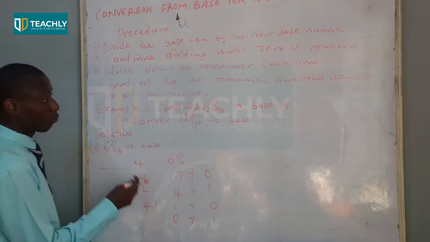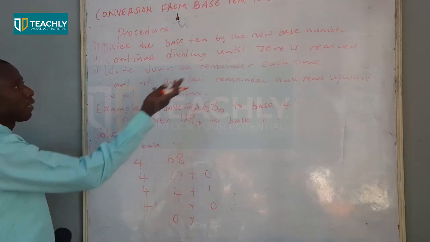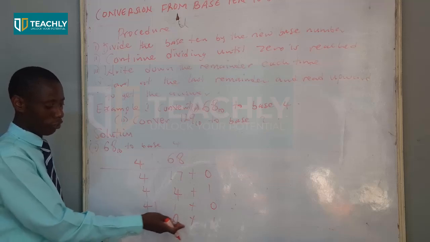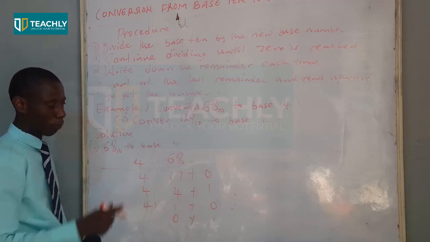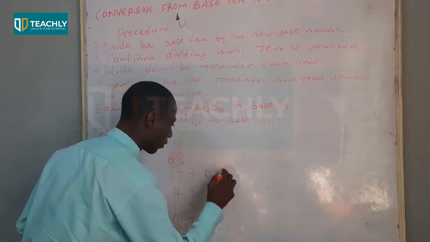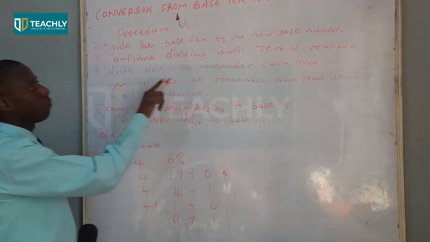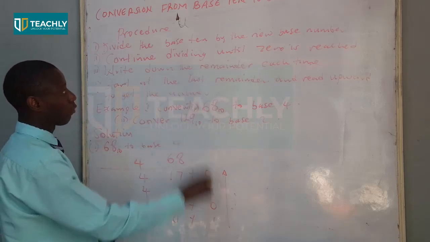So the rule says keep on dividing until what? Until you have 0. So here we are having our 0. Since this number here is giving us 0, you stop. And you now write your answer. According to the rule, you write down the remainder each time. This is our remainder for the 3.